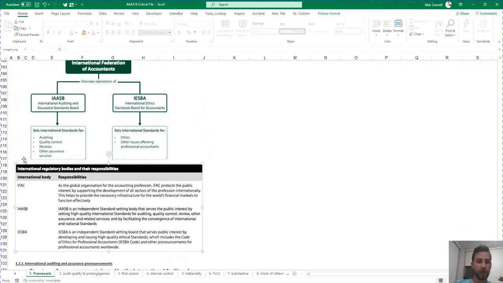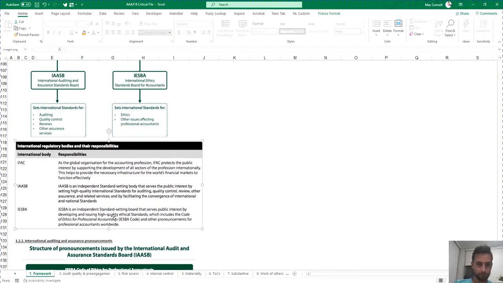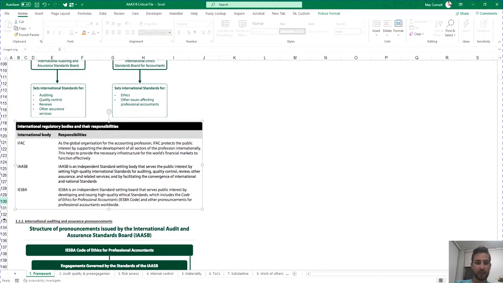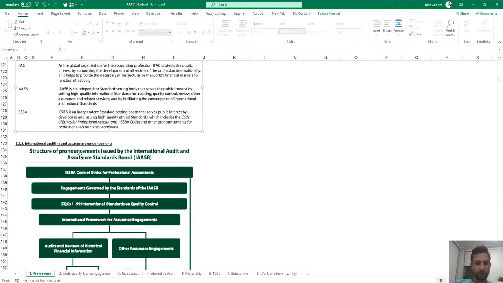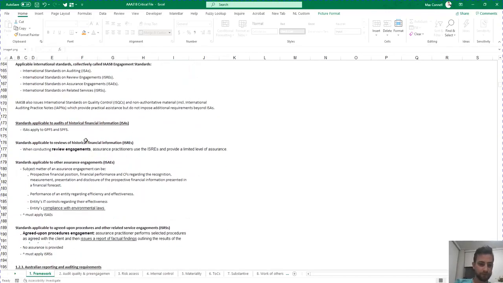framework. First of all, IFAC, which is the International Federation of Accountants. There's IASB, which oversees the setting of standards, and IESBA, which is an independent standards setting board that serves the public interest by developing and issuing high quality ethical standards. Okay, it's not super important to understand this, so let's just move on.